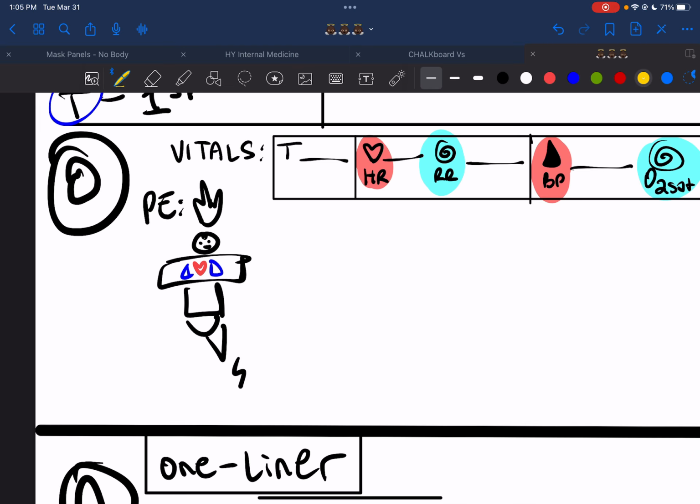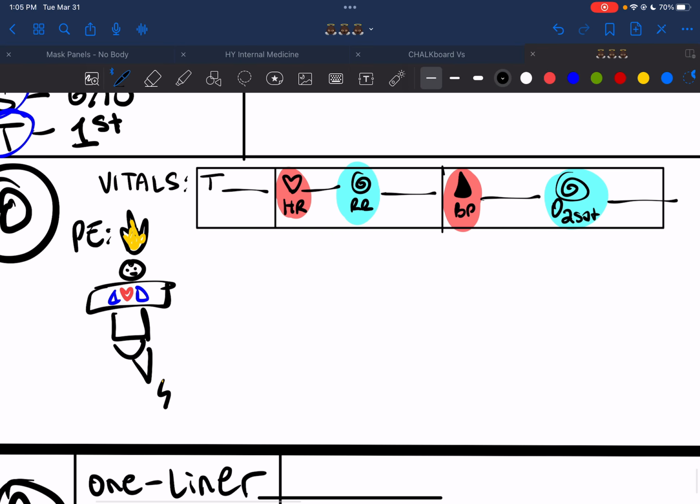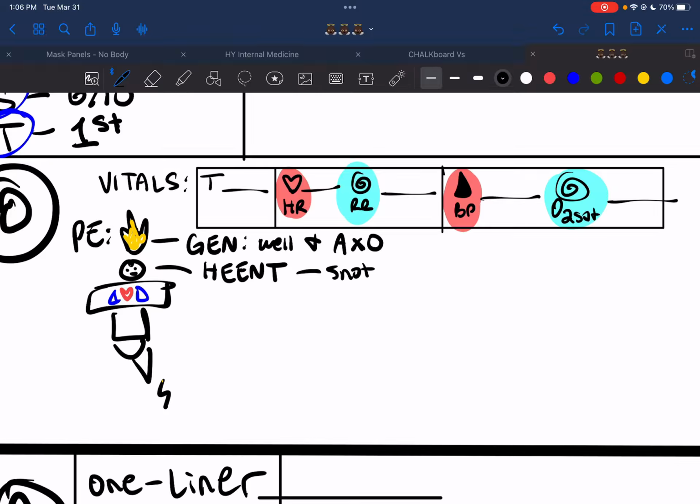So, his heart and lungs are in the chest. He has his head. He has this little lightning bolt. He has a little fever thing. So for fever, what do I say? Obviously, I'm not doing fever on physical exam most of the time, but I'll just say general, right? General is they're well appearing and alert and oriented. That means they're acting normal, not acting like altered mental status. Then for the head, I don't normally do that either, but you could say HEENT, head, ear, nose, and throat. You can say, I see snot coming out. I don't really do that often.